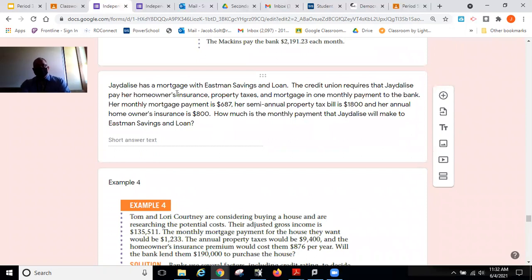Jay DeLeese has a mortgage with Eastman Savings and Loan. The credit union requires that Jay DeLeese pay her homeowner's insurance, property taxes, and mortgage in one monthly payment to the bank. Okay, same situation we just saw. Her monthly mortgage payment is $687. Her semi-annual property tax bill is $1,800. And her annual homeowner's insurance is $800. How much is the monthly payment that Jay DeLeese will have to make to Eastman Savings and Loan? All right, that's for you to do.